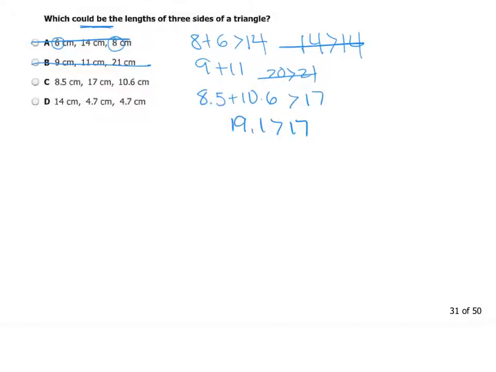So we try C. The two smaller ones are 8.5 and 10.6. If we add that up, is it bigger than the third side? Yes, it is. So here it is. This could make a triangle. Students get this confused and try to do a right triangle. A squared plus B squared equals C squared. Don't do it if it doesn't say right triangle.